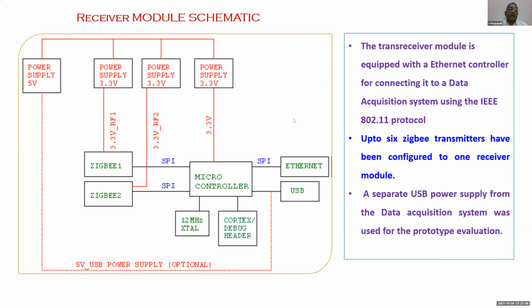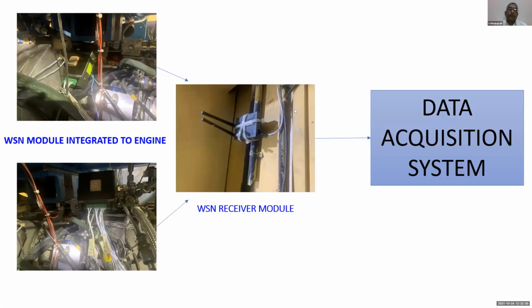And on the receiver side, each receiver we have configured so that it can receive up to 6 transmitters. So each receiver can receive up to 6 Zigbee transmitters, and each transmitter we have configured for 6 channels. So that is the number of channels we can use. And for the time being, we have used a separate USB power supply from the data acquisition system, which connects this receiver module to the data acquisition system.